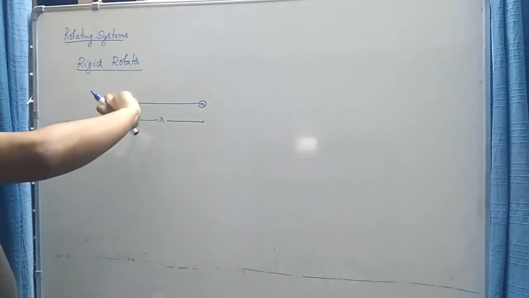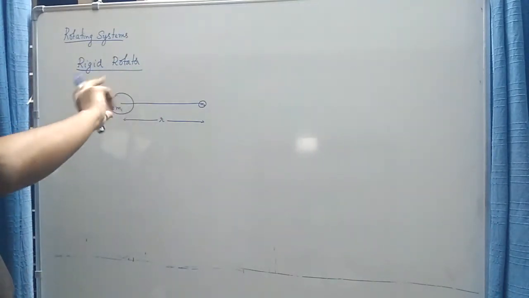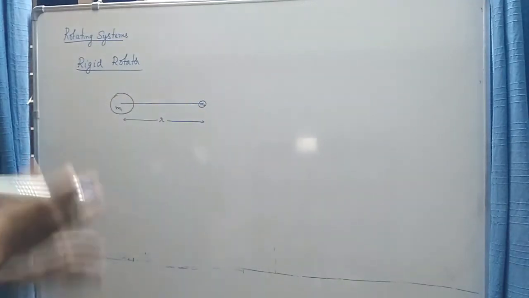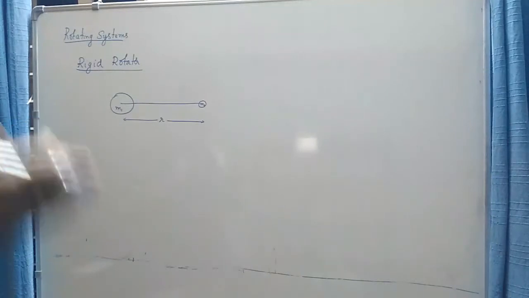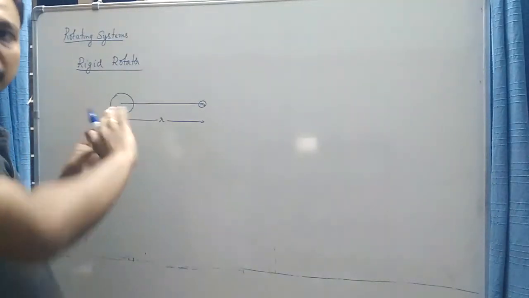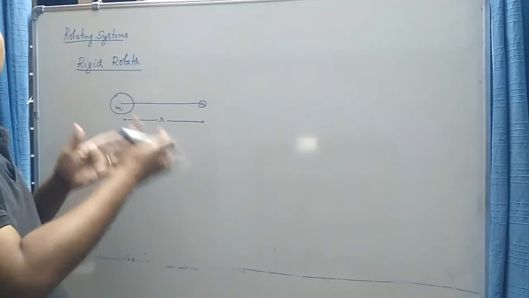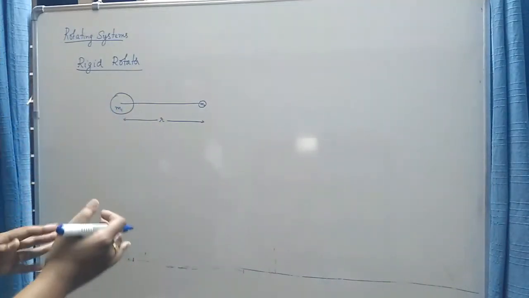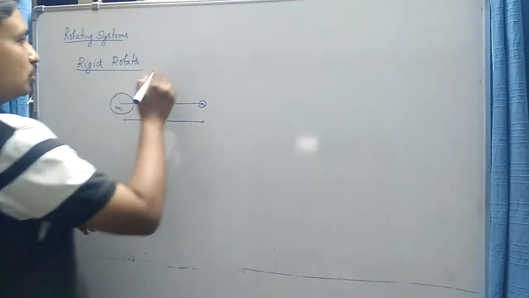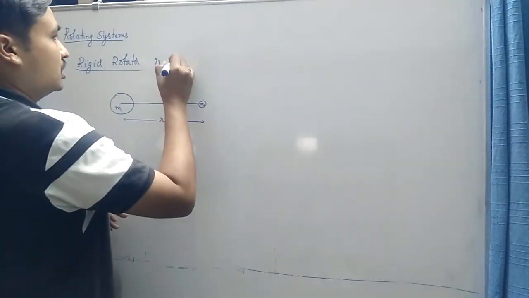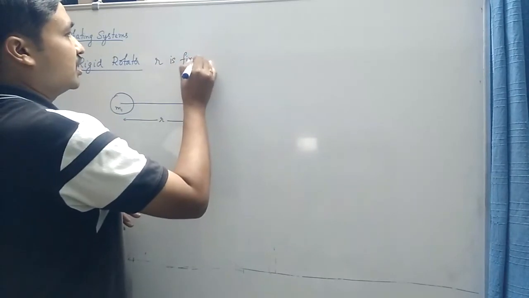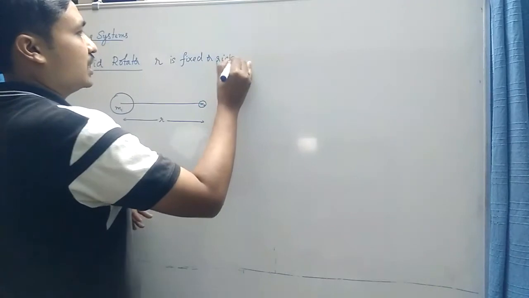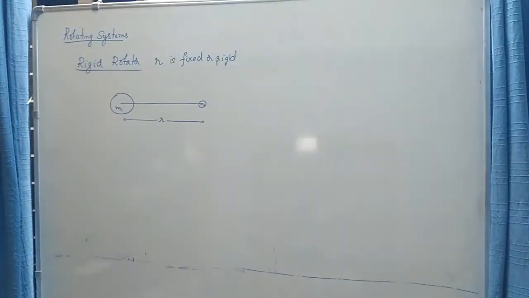What does it mean? When the system is rotating, it does not affect the distance between these two particles. So the distance between the two particles is always fixed. If it is a rotating diatomic molecule, the bond length is always fixed. Of course it is not true, but we are assuming that it is fixed. That is why this model is called the rigid rotator model. So in the rigid rotator model, r is assumed to be fixed or rigid.